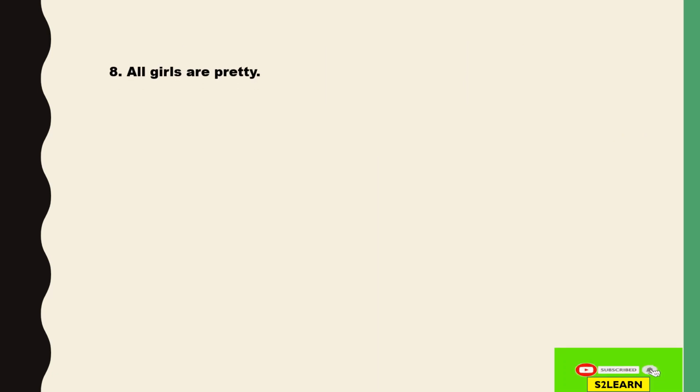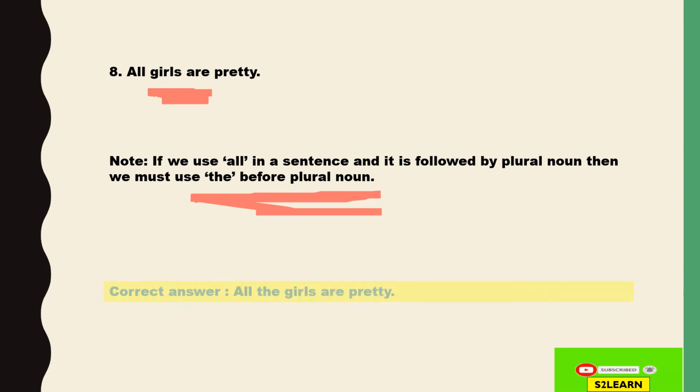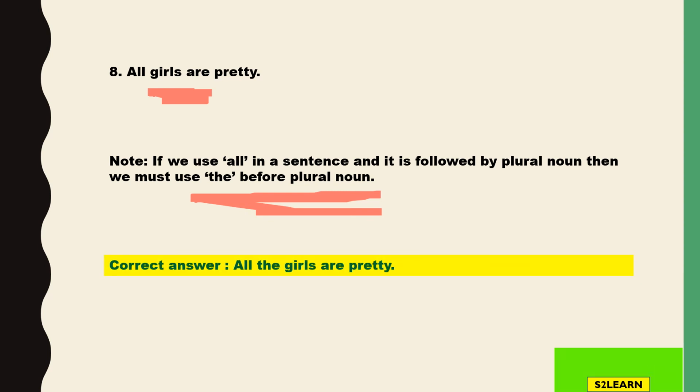Coming to the eighth one, all girls are pretty. Here you will say there is no error, but there is an error. Can you tell me? If we use all in a sentence and it is followed by a plural noun, now girls is a plural noun. If I say girl, then it's singular. Girls is a plural noun, so we must use the before the plural noun. I have not used the here, so the sentence has an error. The actual sentence would be all the girls are pretty, because it's a plural noun.